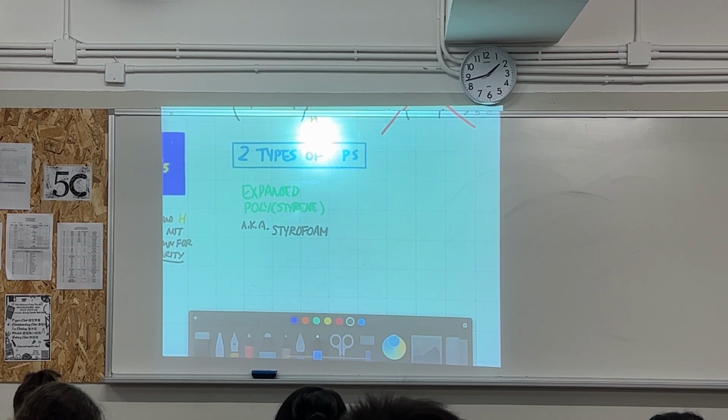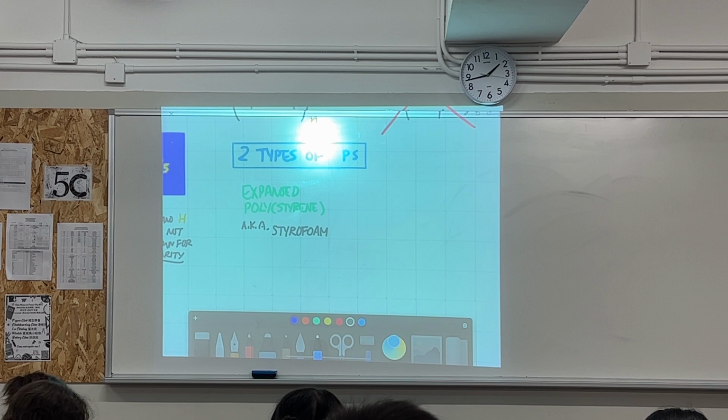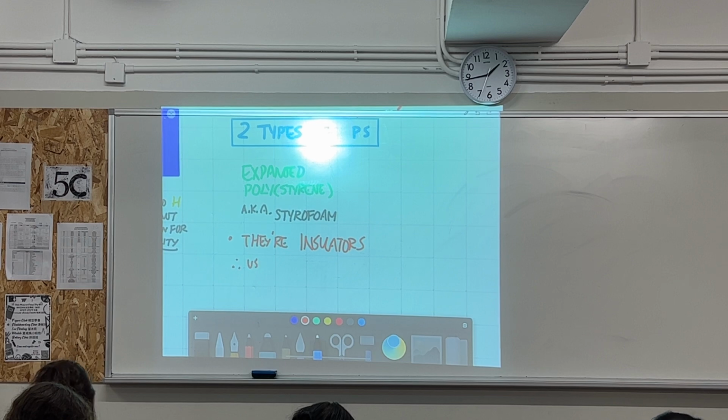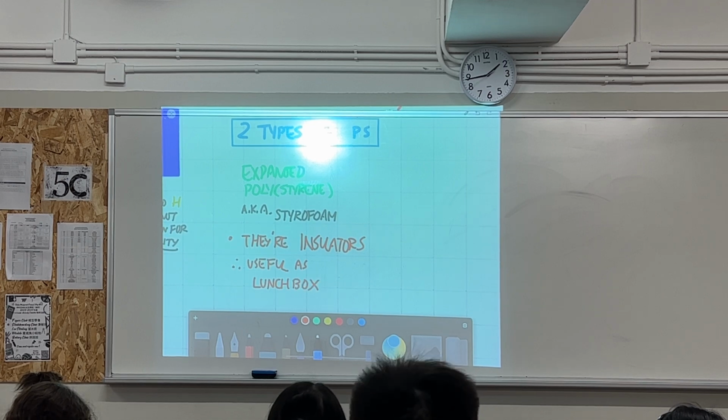What are some useful properties of styrofoam? Food boxes. Yeah, but what makes them suitable? Yes, they are good insulators, in other words. So this very unique property of expanded polystyrene, they are insulators. Therefore they are useful as lunchboxes or any of those disposable lunchboxes.